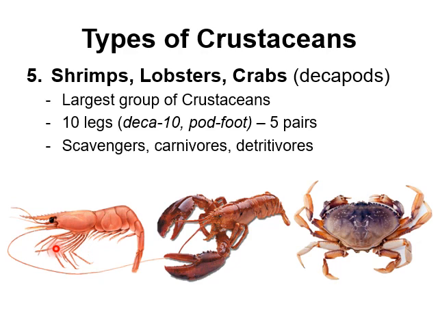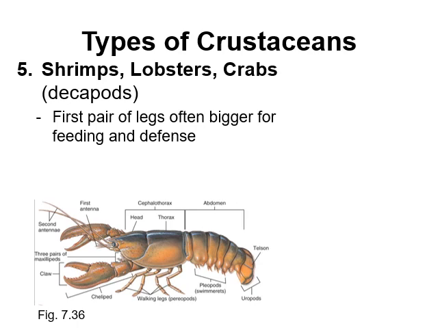So what these things do in order to feed themselves is they're scavengers, right? Crabs and lobsters in general are scavengers, eating dead stuff off the seafloor. Some are carnivores. We'll get to one of those in a bit. Some are detritivores, which more or less means that they're deposit feeders. They eat just dead, small stuff that lands on the seafloor. And in the case of a lot of these, the first pair of legs, as I mentioned earlier, are often bigger and used for feeding or used for defense.